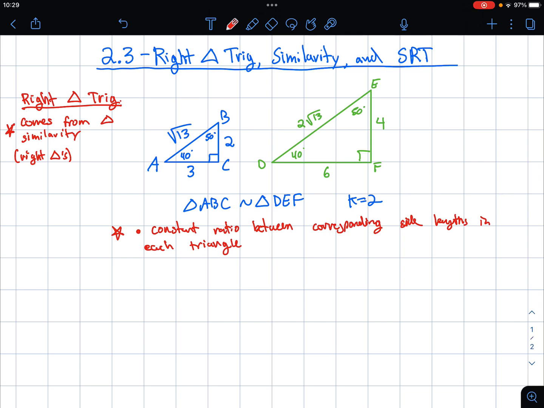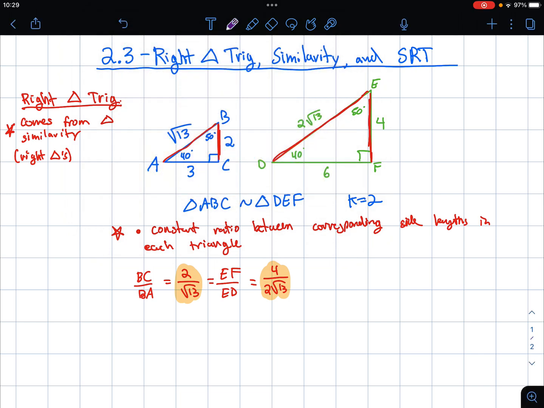So if I wanted to compare side BC and BA, I could say BC over BA, which is 2 over square root 13, should be equal to EF over ED, the ratio of the corresponding sides in DEF, EF being 4, ED being 2 square root 13, and we can see that 2 over square root 13 would be the same as 4 over 2 square root 13. Those are equivalent ratios. And I could pick any set of corresponding sides and do this.